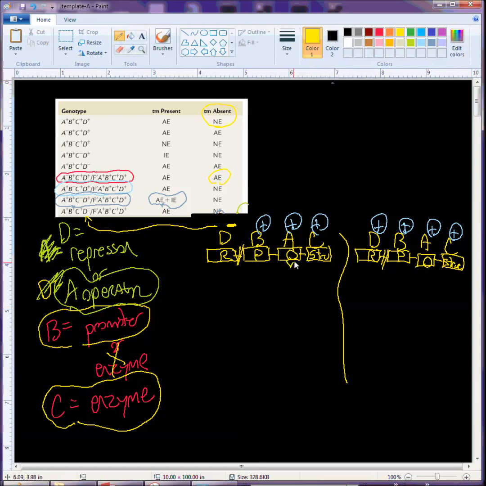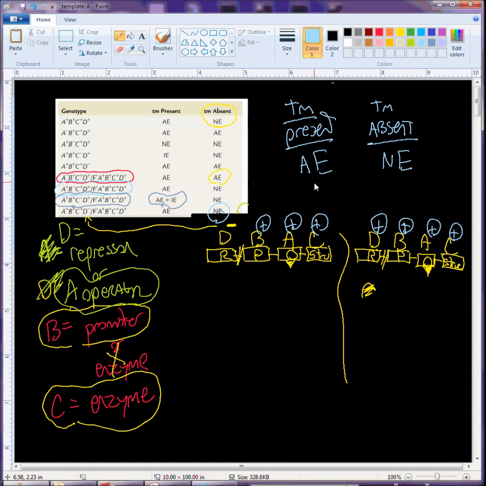Okay, so the repressor binding site on the operator is intact in both. This repressor over here should be normal. Well, let's not look at that first. Let's look at what happens when the theoretical molecule is absent. So theoretical molecule is absent, we get no enzyme being made. And when the theoretical molecule is present, we have active enzyme.